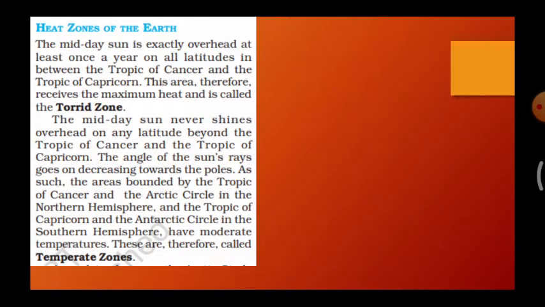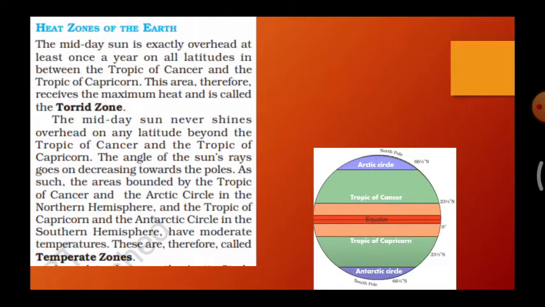Heat zones of the earth. So normally the heat zones will differ in different places, right? The midday sun is exactly overhead at least once a year on all latitudes in between the Tropic of Cancer and the Tropic of Capricorn. This area therefore receives the maximum heat and is called the Torrid Zone.